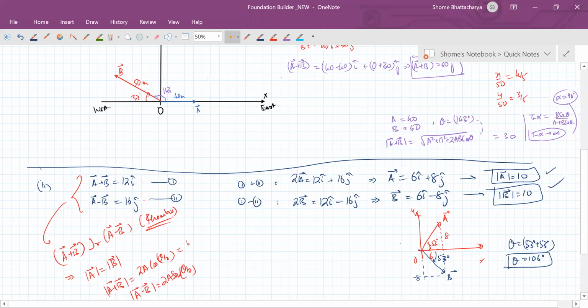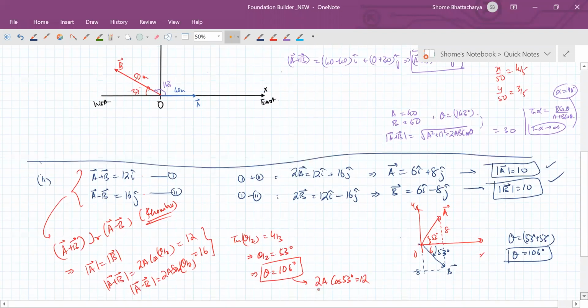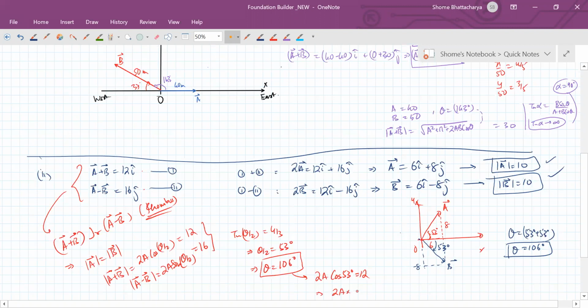And this is 12, this is 16. So if you just divide these two equations, you will get that tan theta by 2 is 4 by 3. So that means theta by 2 is 53 degrees. That means theta is 106 degrees. Okay. And 2a cos 53 is 12. So that means 2a into 3 by 5 is equal to 12. So a is equal to 10.